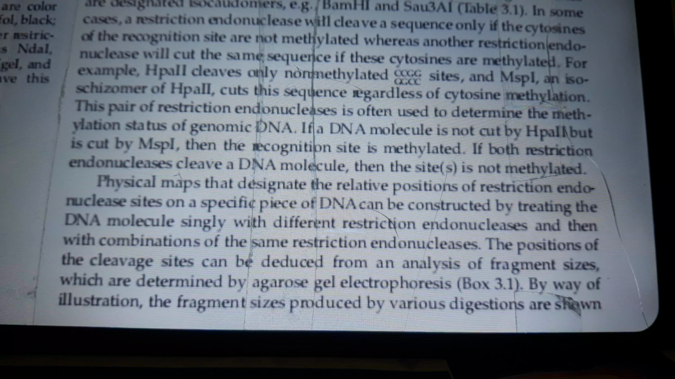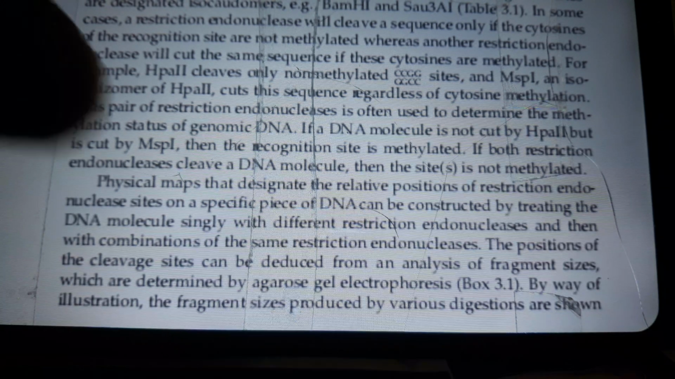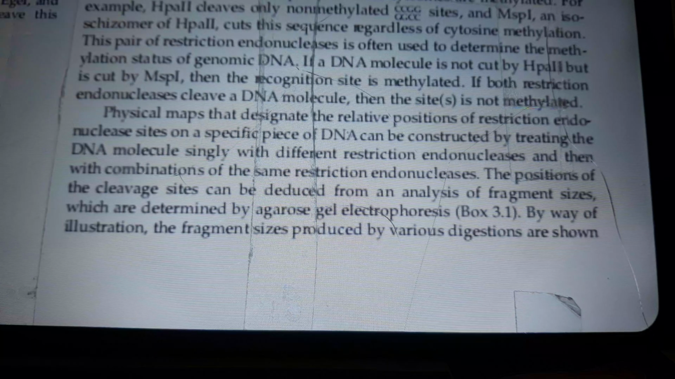In some cases, a restriction endonuclease will cleave a sequence only if the cytosines of the recognition site are not methylated, whereas another restriction endonuclease will cut the same sequence if these cytosines are methylated. For example, HpaII cleaves only non-methylated sites. And MspI, an isoschizomer of HpaII, cuts the sequence regardless of cytosine methylation.